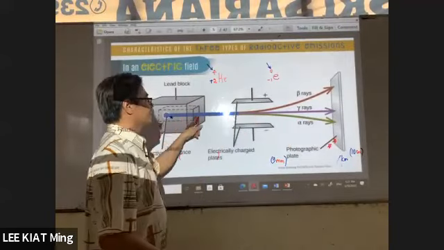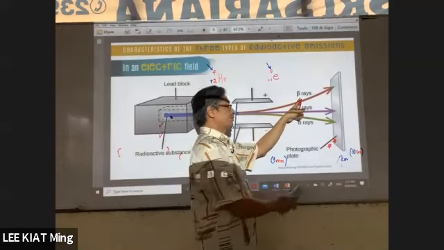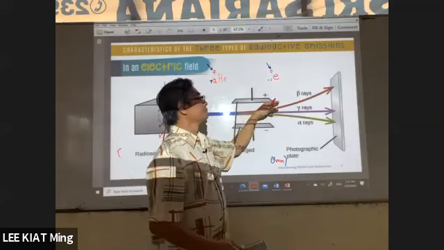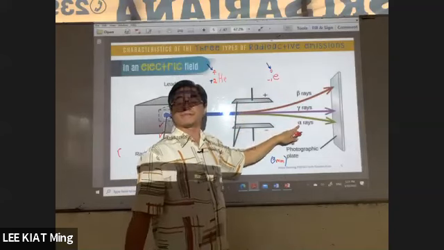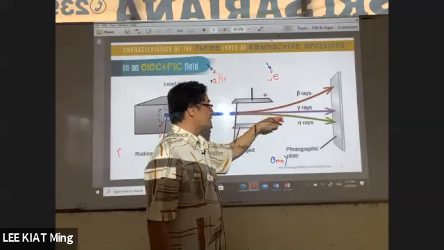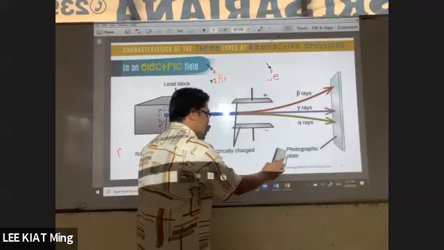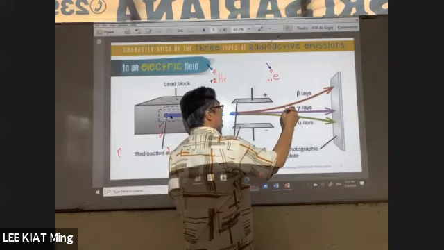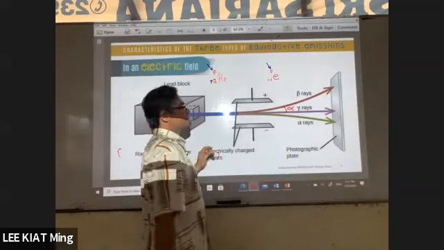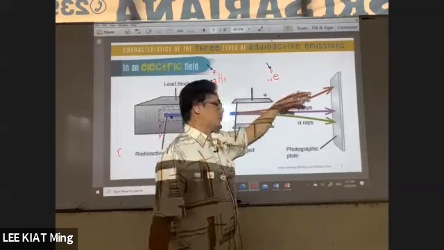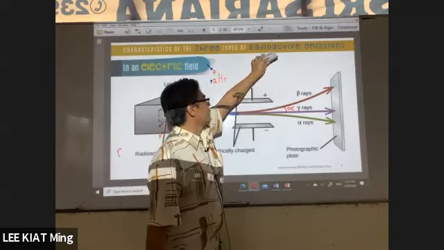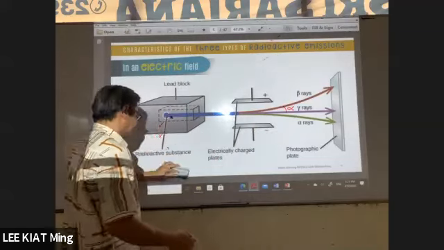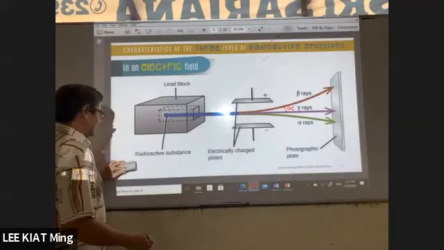Alright, it's not exactly in the middle. But we know beta, negative charge, will be deflected towards the positive plate. You'll go up. And alpha, opposite, positive charge, will be deflected towards the negative terminal. You notice that beta is deflected at a bigger angle. This angle is bigger, that's why it deflects more. That shows that beta is going to be lighter.